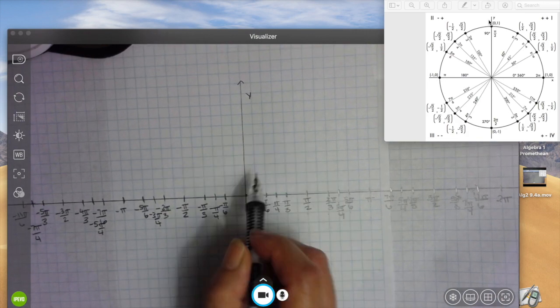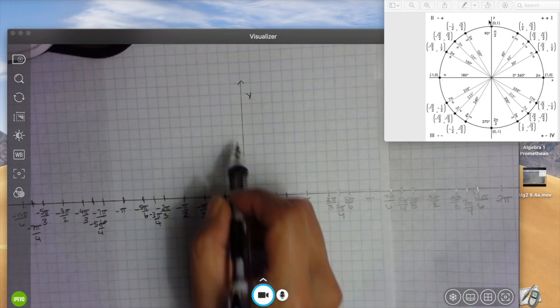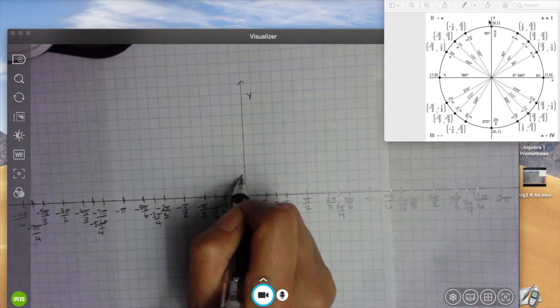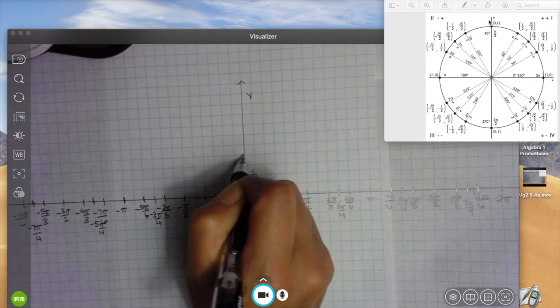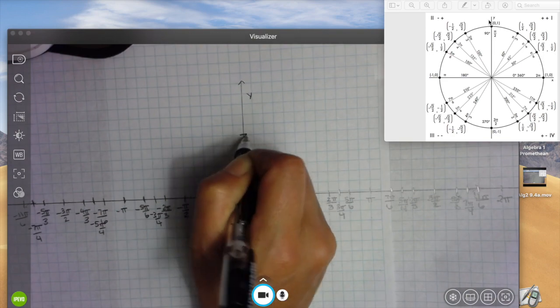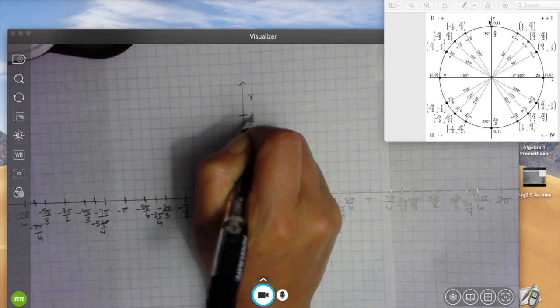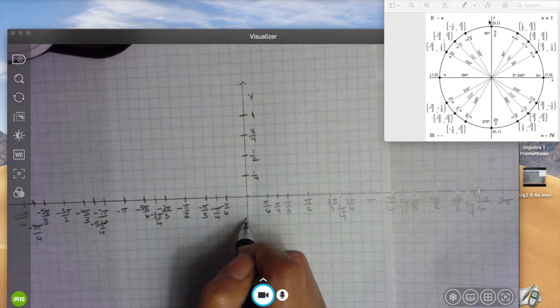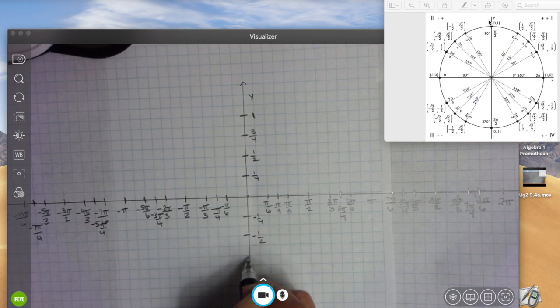So I have space here, so I'll just do this. So I'll make this part right up here, right, 1/4. This one will be 1/2. This one will be 3/4, and the one up here will be 1. Okay, and then we're going to go back the other way, right? Negative 1/4, negative 1/2, negative 3/4, and negative 1. And there you have your basic graph.